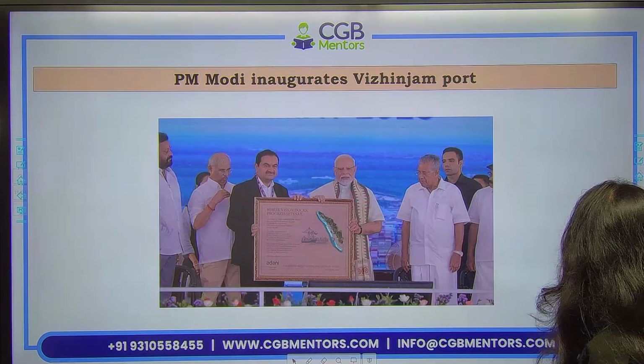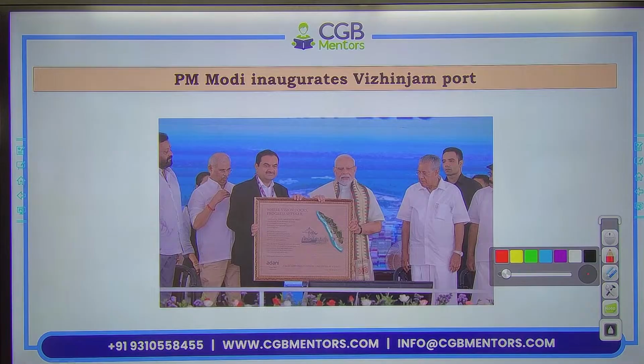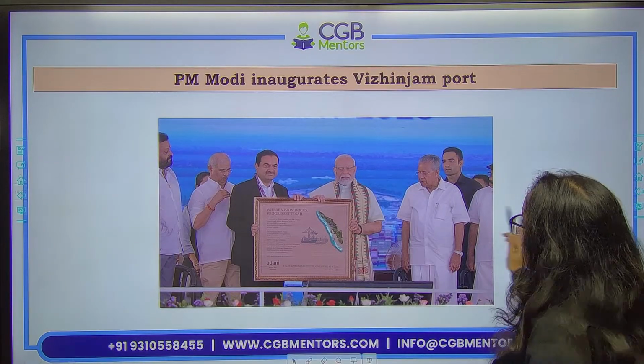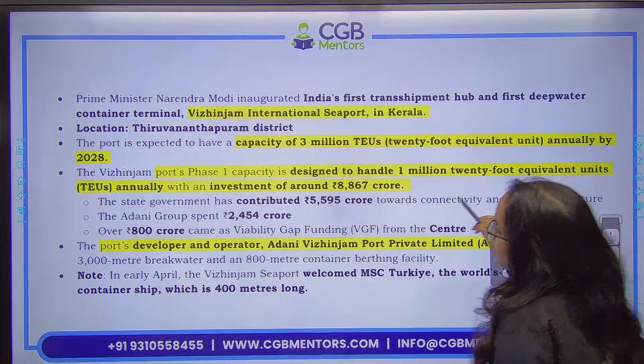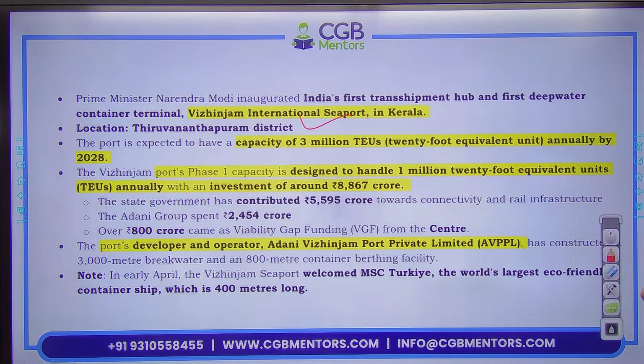Now moving on to national news. The first one is Prime Minister has inaugurated Vizhinjam port. Okay, this port is located where? The Vizhinjam International Seaport is in Kerala, in Thiruvananthapuram district. It is expected to have a capacity of 3 million TEU.